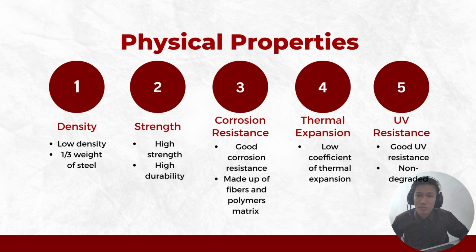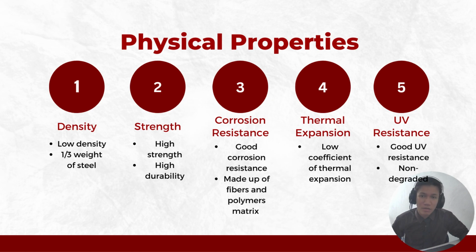The third physical property that has been identified is corrosion resistance. FRP is renowned for its corrosion resistant characteristic because it is made of fiber and polymer matrix that is resistant to chemical reaction with corrosive compound.